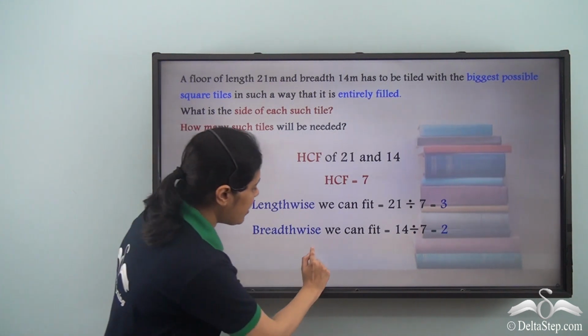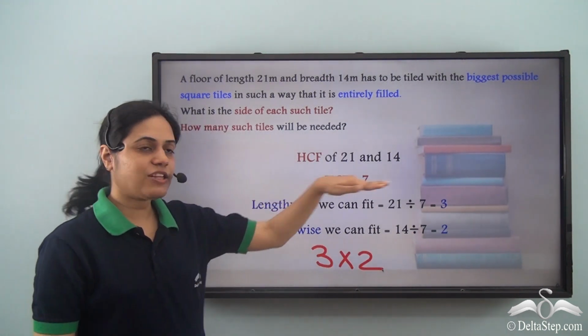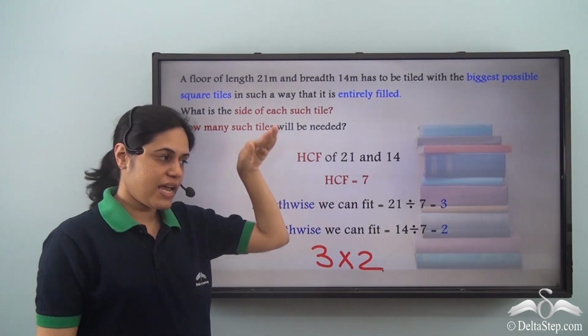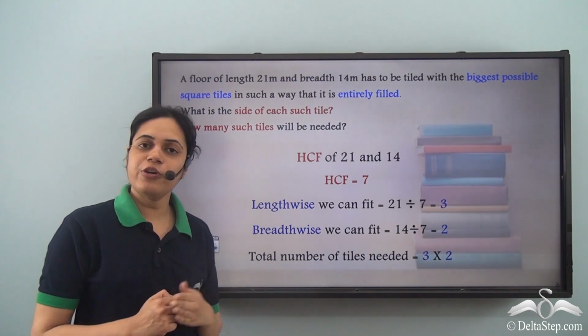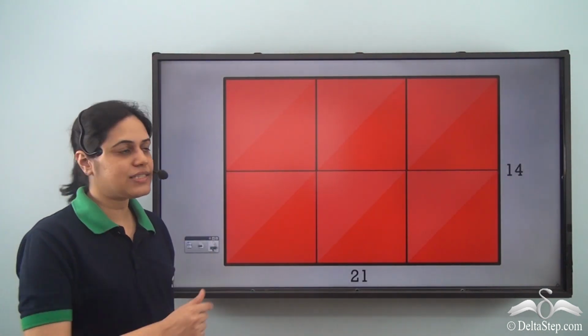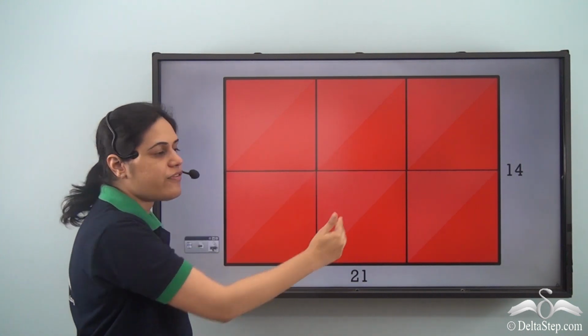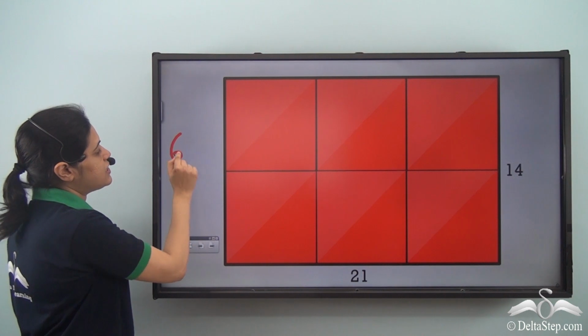So the total number of tiles will be 3 into 2, because lengthwise we have 3 tiles and breadthwise we have 2 tiles. So the total number of tiles will be 3 into 2, which is 6 tiles. See, 1, 2, 3, 4, 5, 6. So we need a total of 6 tiles.